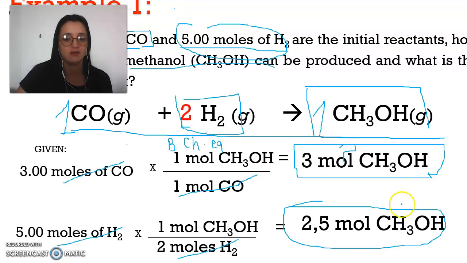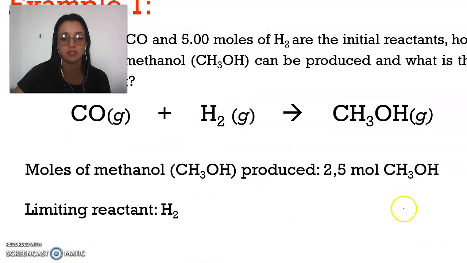It's in excess, I have more than enough, but I only have enough hydrogen to produce 2.5 moles. So that's the amount of product that is going to be produced. And that's why hydrogen is my limiting reactant, because it's limiting the amount of product that I can get. That's it, that's the problem. If you have any questions, please let me know. If there is anything that is unclear or at any point you got lost, let me know and I will clarify it.